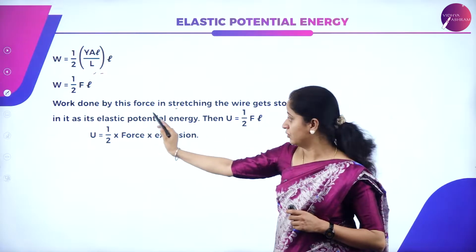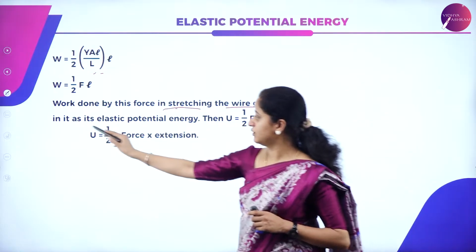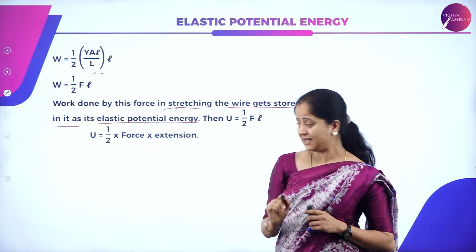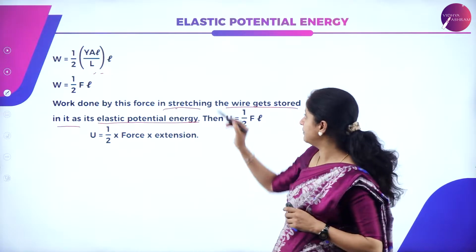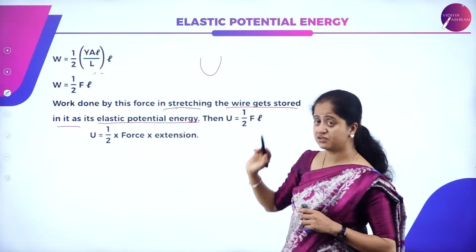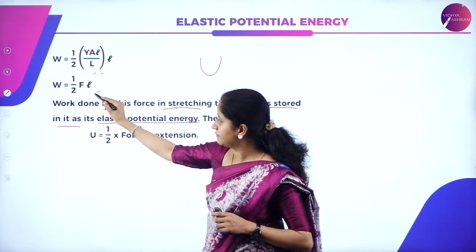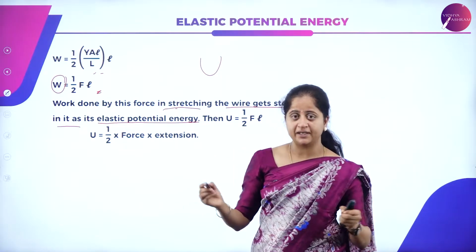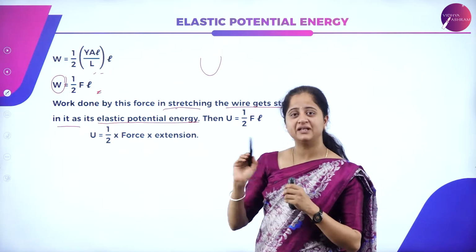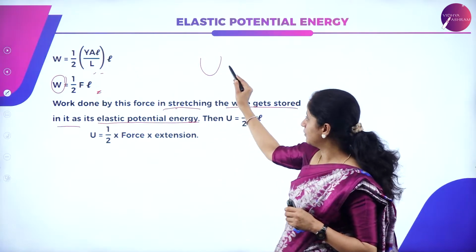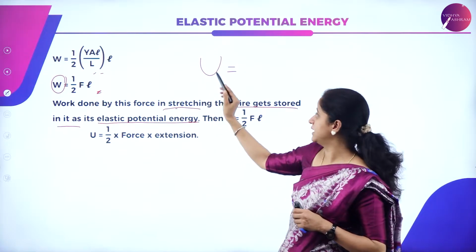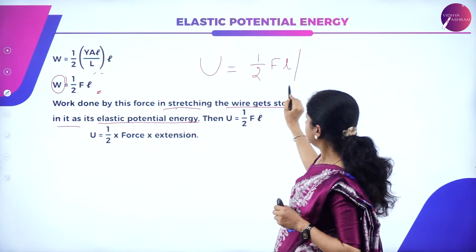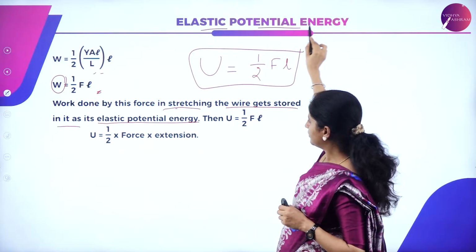So work done by the force in stretching the wire gets stored in the wire as its elastic potential energy. The elastic potential energy is denoted by the letter U. What is the expression for elastic potential energy now? It is nothing but the same expression, because we know that this work done in stretching a wire will be stored in the form of elastic potential energy. So U, which stands for elastic potential energy, is equal to half into F into l, is the expression for elastic potential energy.